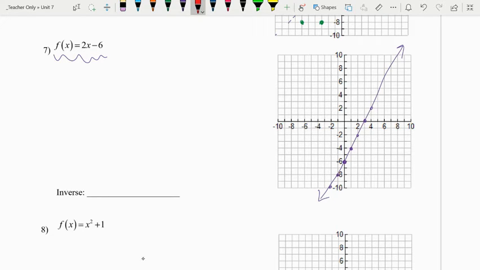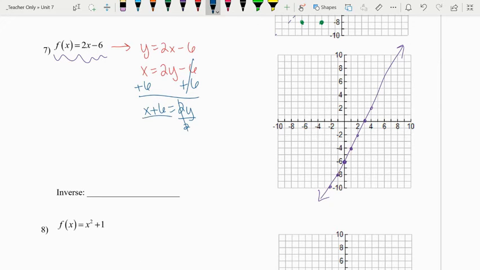And now we're going to go ahead and start the process of finding the inverse. So when we're finding the inverse, we switch x and y. And now we solve for our new y. So we would add 6. So x plus 6 equals 2y. Divide by 2. And that means y equals 1/2 x plus 3. Now remember, when we write our inverse, we want to say the inverse of f of x by doing that little -1 as the exponent.